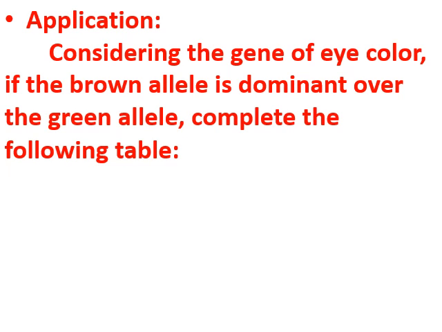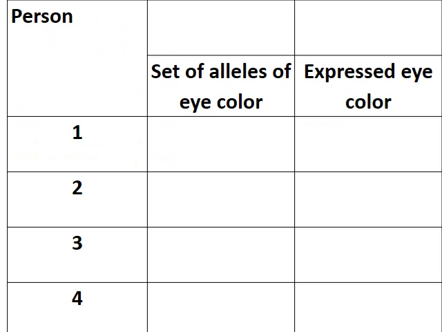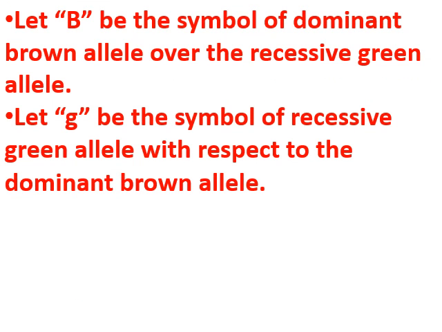Considering the gene of the eye color, if the brown allele is dominant over the green allele, complete the following table. We have the set of alleles of the eye color and the expressed eye color. Let's see what will happen here. If you have to fill the table, you have to give symbols. They said brown is dominant. Let B be the symbol of the dominant brown allele over the recessive green allele. So that's why we gave it a capital letter. Let g small be the symbol of the recessive green allele with respect to the dominant brown allele.